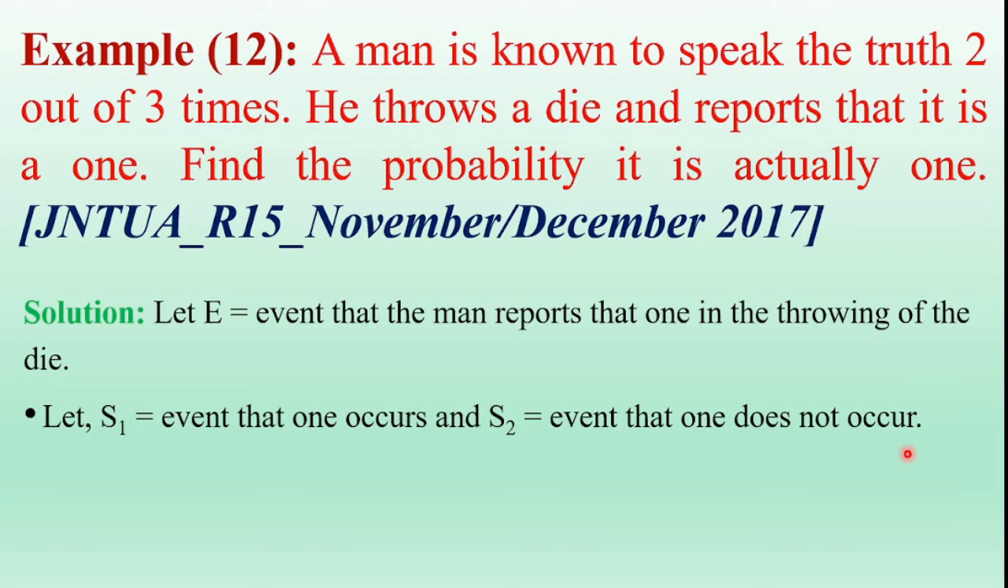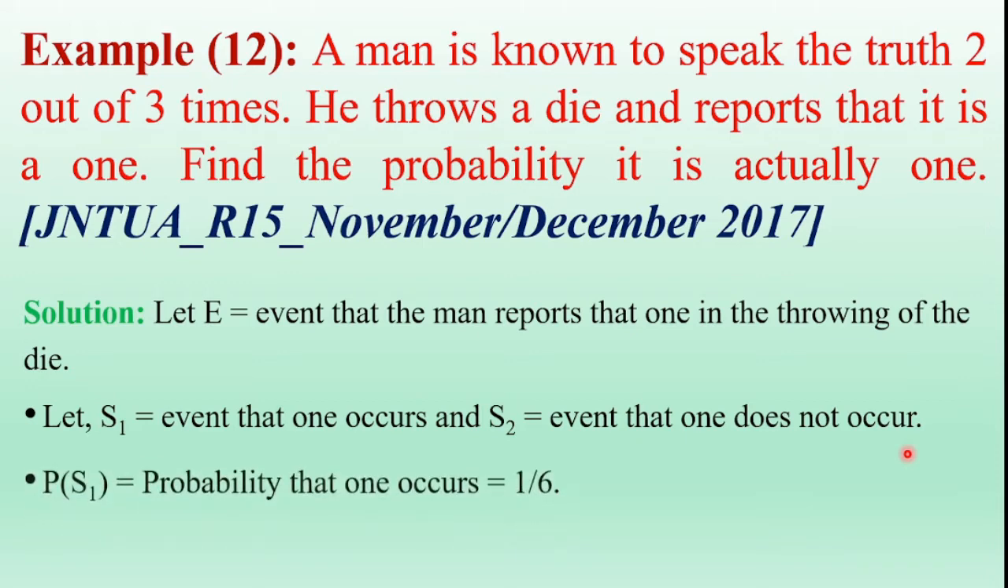The probability of getting 1 is 1 by 6. Probability of getting number 2 is 1 by 6. Probability of getting number 3 is 1 by 6. Probability of getting number 4 is 1 by 6. Probability of getting number 5 on the throwing of a single die is 1 by 6. Probability of getting number 6 is 1 by 6.